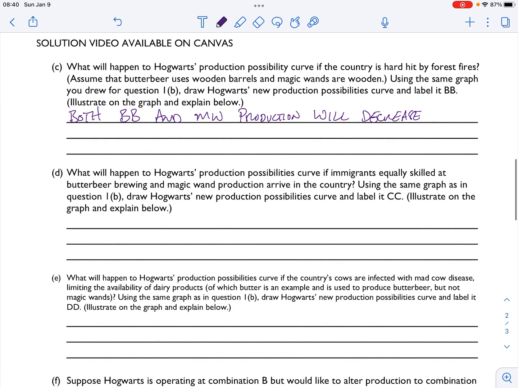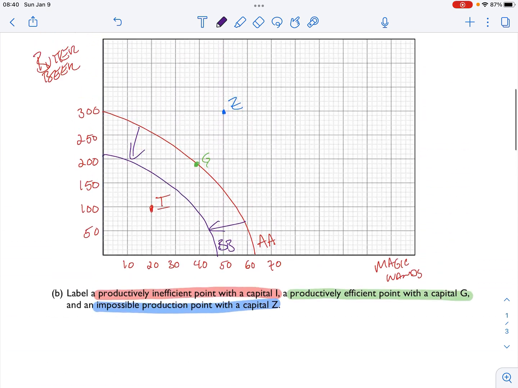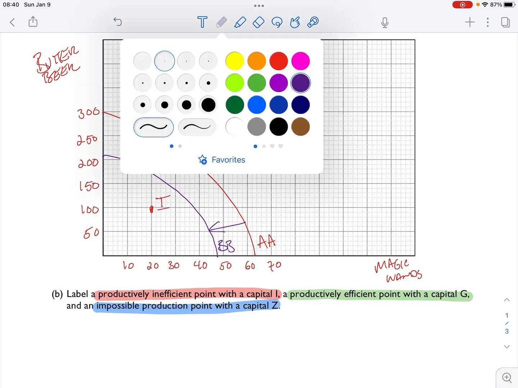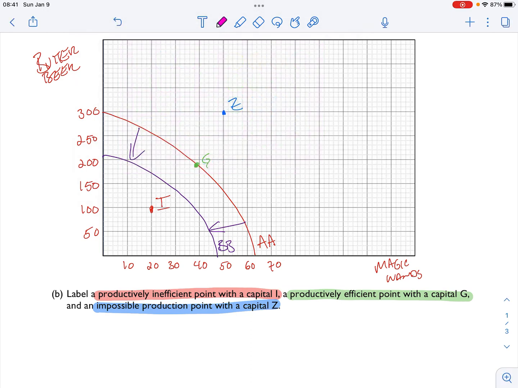Question D. What will happen to Hogwarts' production possibilities curve if immigrants equally skilled at Butterbeer brewing and magic wand production arrive in the country? We need to use the same graph again. We're going to draw a new PPC. This time we will label it CC. Well, immigrants are labor. If we increase the number of laborers available in an economy, and those laborers can make both Butterbeer and magic wands, then what will happen is we can make both more Butterbeer and magic wands, and that will shift our production possibilities curve outward.